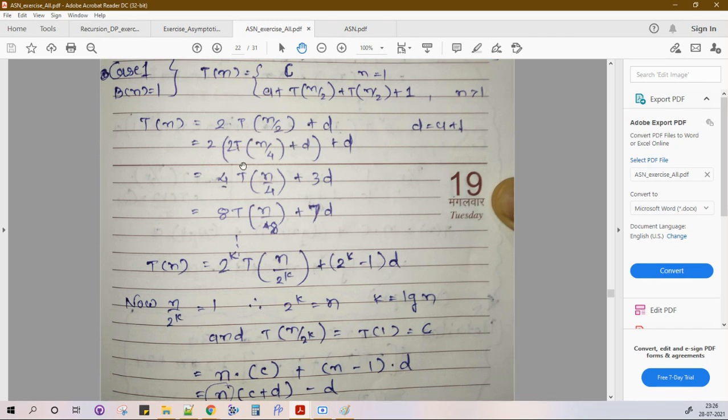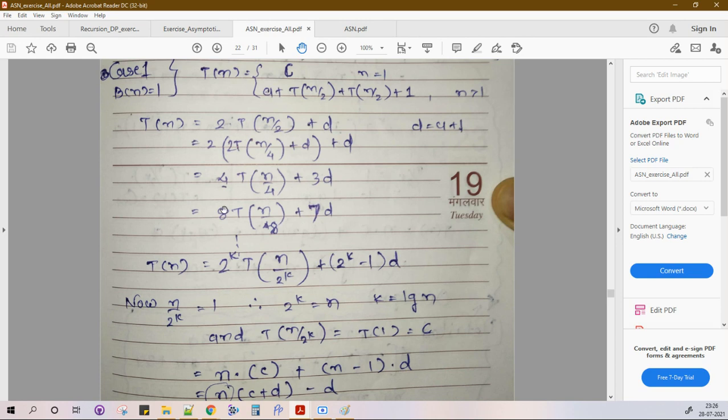Okay. Now I need to make T(n/4). So if I put T(n/4), what would be the answer? 2T(n/8) plus d. So d multiplied by 4 would be 4d plus 3d equal to 7d. Similar to the previous question, right? Now I want to generalize. This is the third, this is the second iteration call, this is the first iteration call, right? So how can I generalize?